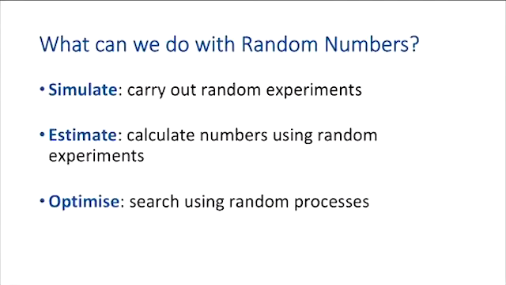Okay, so what can we do with random numbers? These three things: we can simulate, carry out random experiments. We can estimate or calculate numbers. And we can optimize, which is randomly searching.